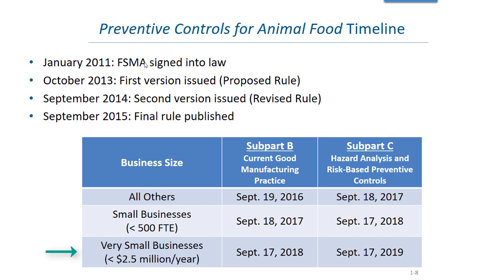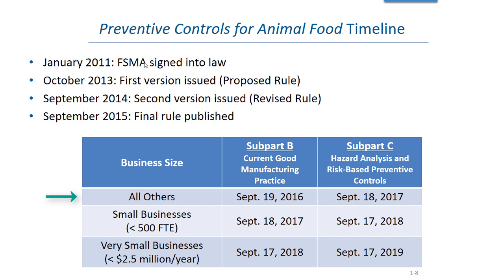At the bottom, we have the very small businesses category. Those are the businesses that make less than $2.5 million in sales per year. So these are the little businesses, and we wanted to give them a little bit more time to get all their ducks in a row to make sure they're in compliance. A small business is considered any business with less than 500 full-time employees, and the regulation does give a definition of a full-time employee if you're interested in knowing what that is. And then everyone else falls into that other category.